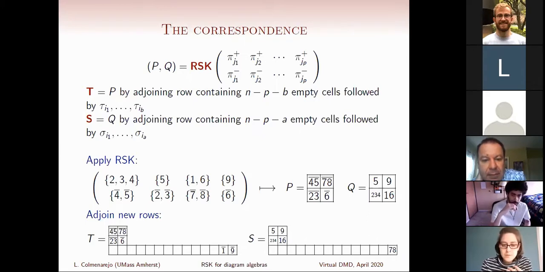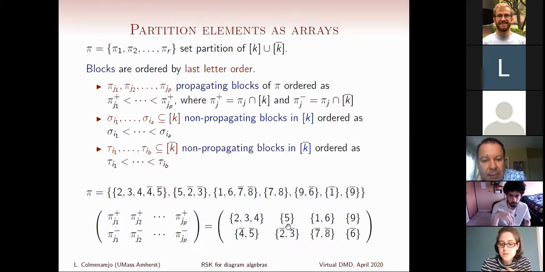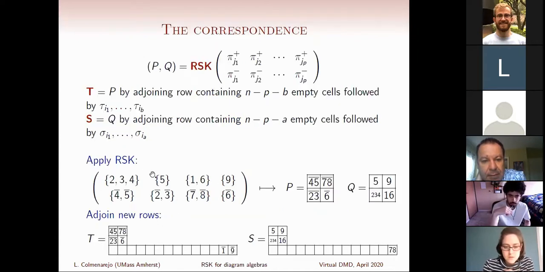So for the array that I have over here, I'm going to use a regular RSK. So if I look at this one here, and I do a regular RSK, I'm going to get this. And now is when I still need to include the non-propagating blocks. So what I'm going to do is add a row of enough blank, empty boxes, and then add the non-propagating blocks in this case.